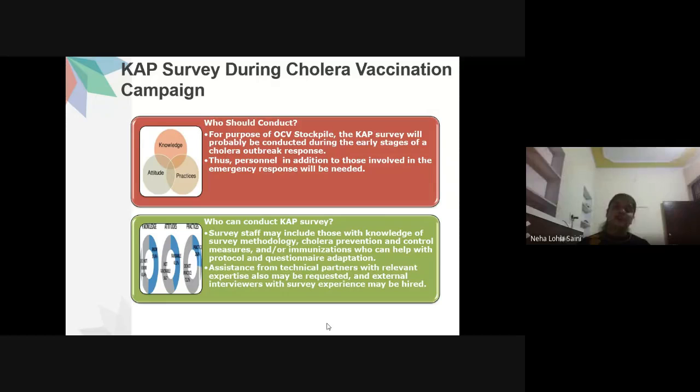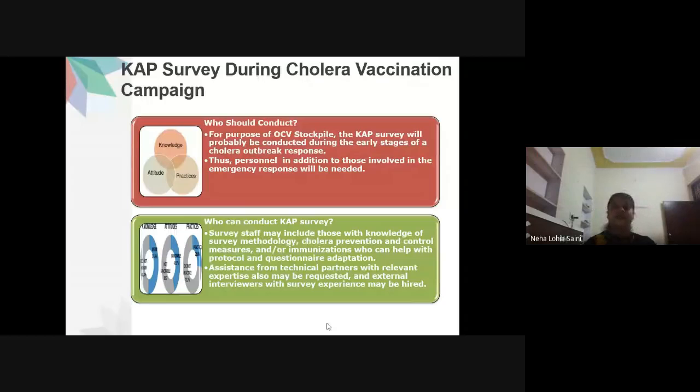In addition, those involved in the emergency response will be needed, right? Officials who are in the emergency team, government officials, researchers, AIIMS, ICMR, all are connected. So all can be involved in a kind of main, important, policy-making survey.